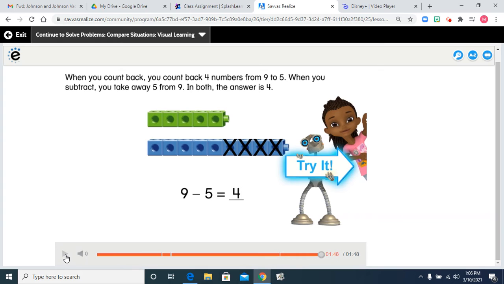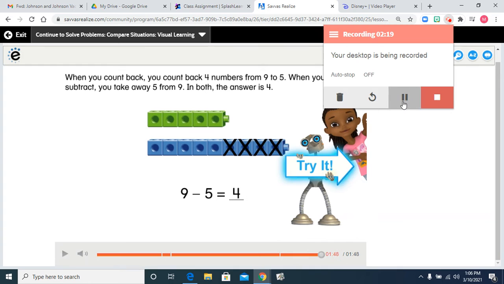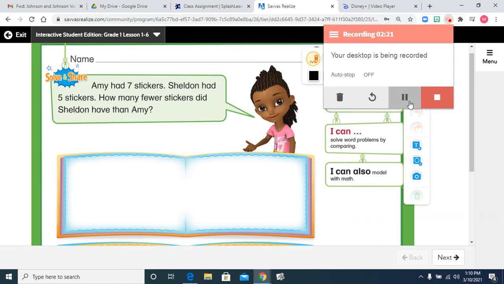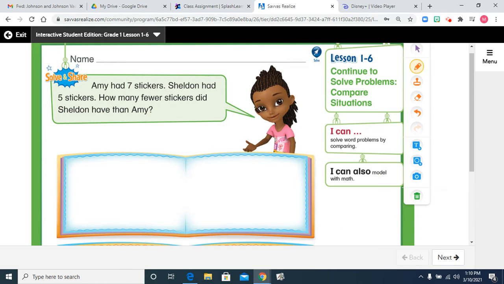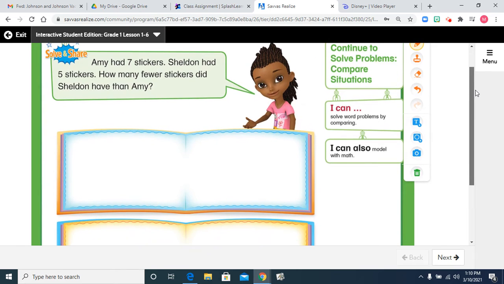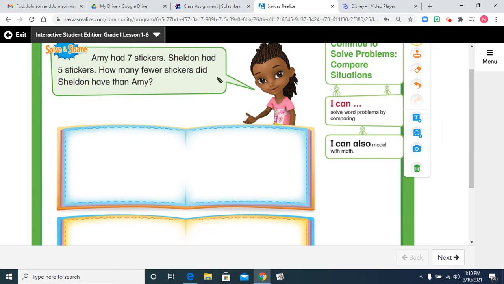Okay, so that's what we're doing today. You need to get out your math workbook, volume 1, and turn to page 39. If you're on page 39, it should look like this. Let's read the directions to figure out what we have to do. It says Amy had 7 stickers. Sheldon had 5 stickers. How many fewer stickers did Sheldon have than Amy?